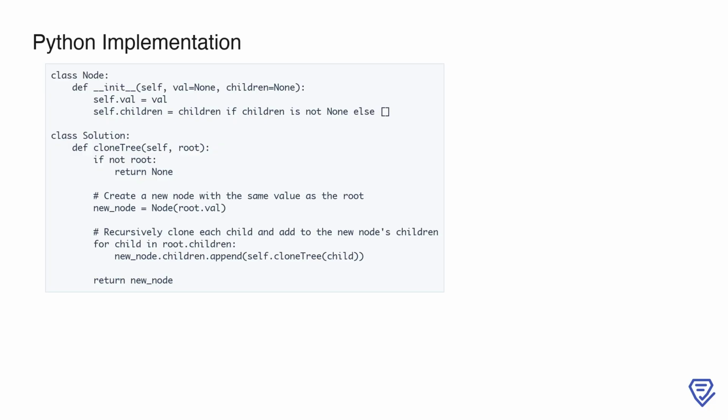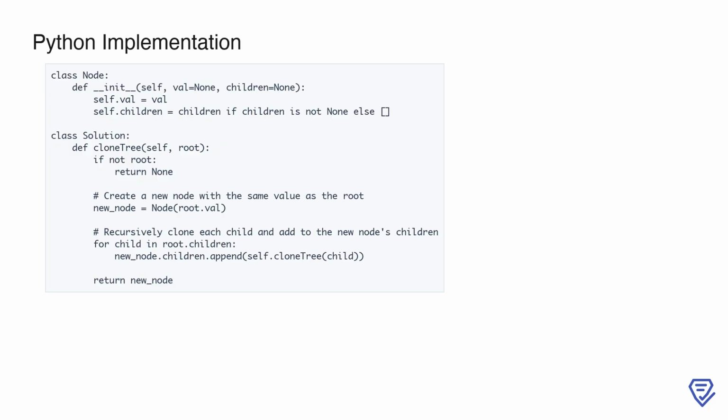Complexity analysis. Time complexity. The function visits each node exactly once, and for each node, it processes all its children. This results in a time complexity of O(n), where n is the total number of nodes in the tree. Space complexity. The space complexity is O(h), where h is the height of the tree. This is due to the recursive call stack. This implementation is concise, handles edge cases like an empty tree, and ensures that all nodes and their connections are cloned correctly.